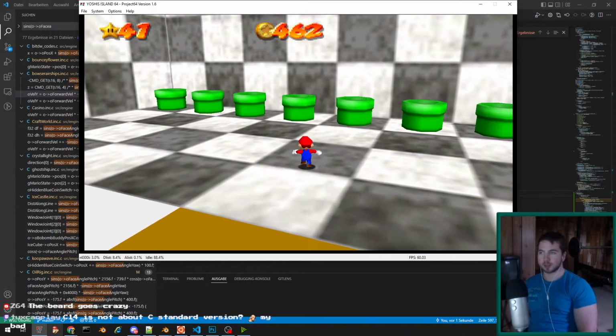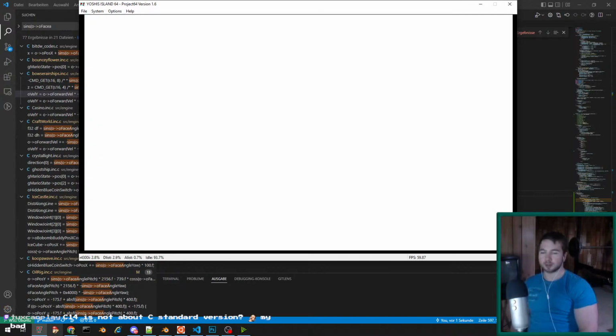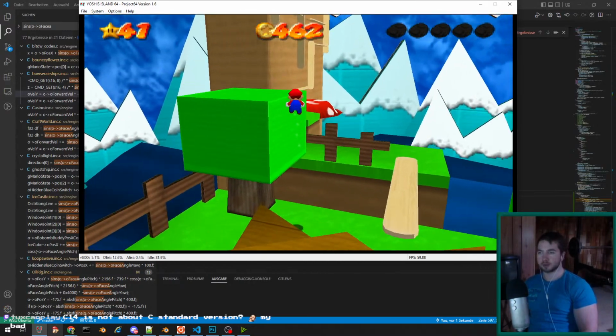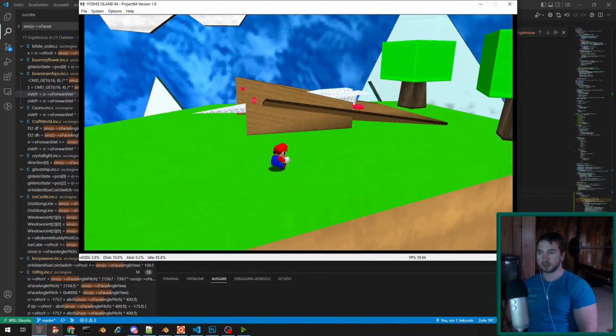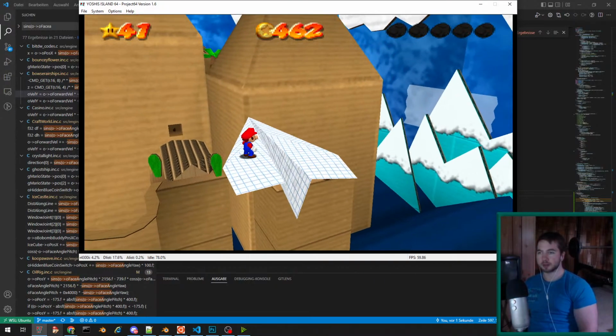Nope, C14 stands for course 14. And I know it says course 15 somewhere, but this is course 14. The beard goes crazy. I have no idea what my beard looks like, I'll be honest.